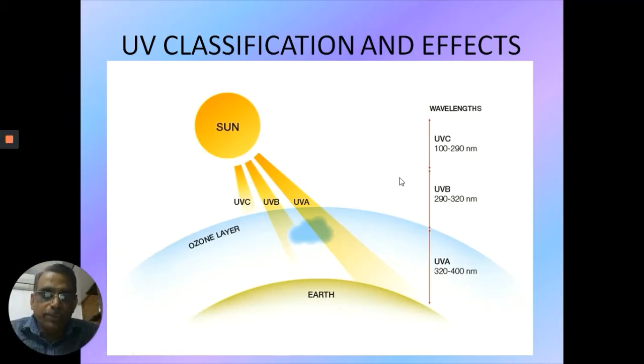And this is the basic understanding. Everyone has to understand what kind of UV region you are talking about for different applications. So the UV classification is something one has to realize.